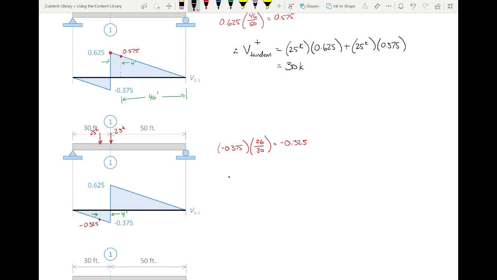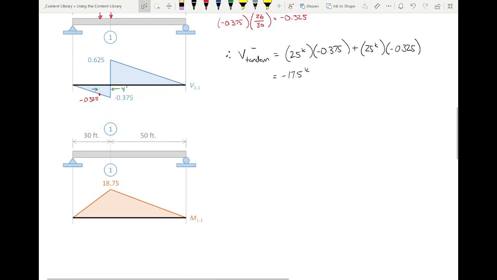So therefore, V tandem negative is 25 kips times negative 0.375 plus 25 kips times 0.325. Again, the same tools as we used last time. Concentrated loads times values, distributed loads times areas. It's no different, okay? So what do we got for this? Negative 17.5. Do I have a second on that? So from the tandem, we have a range of either 30 to negative 17.5. Is that a fair statement? That should be fair, right?